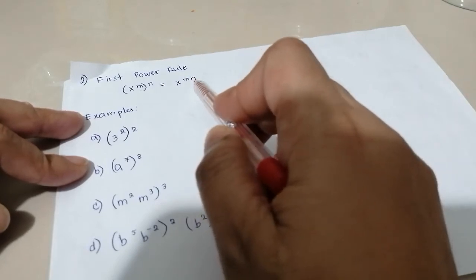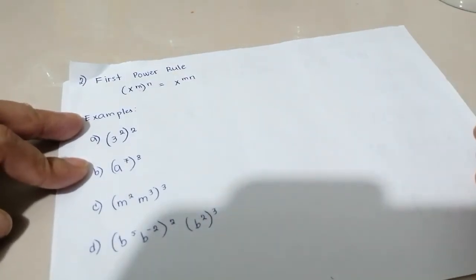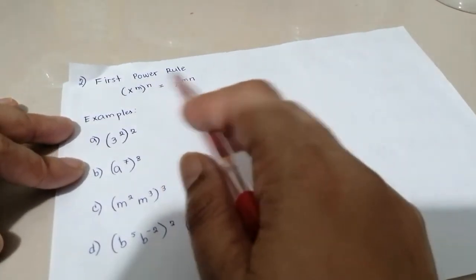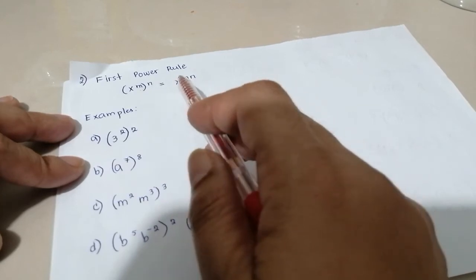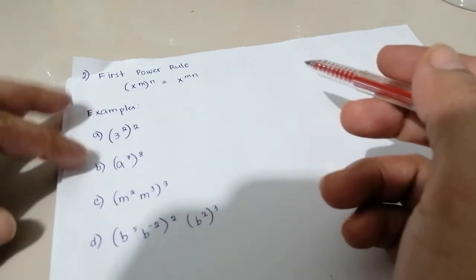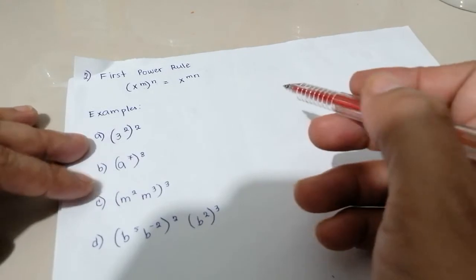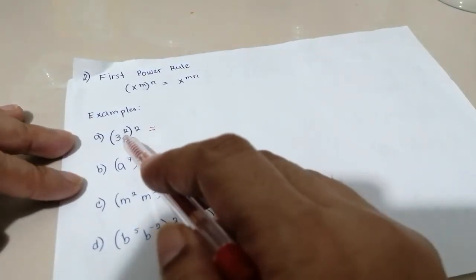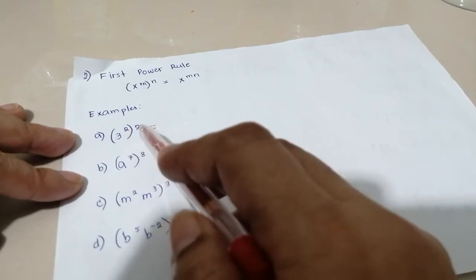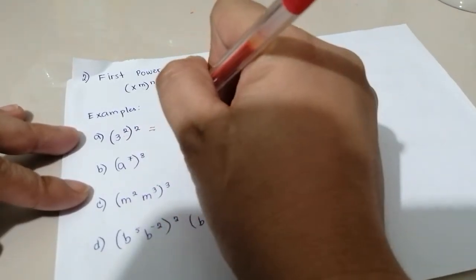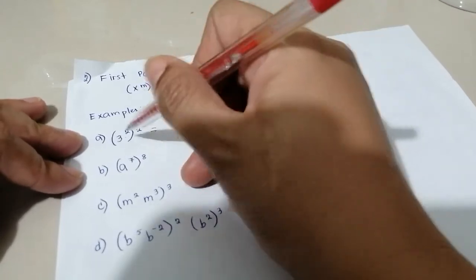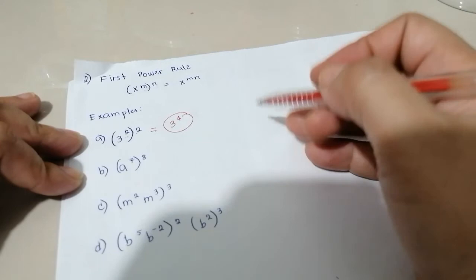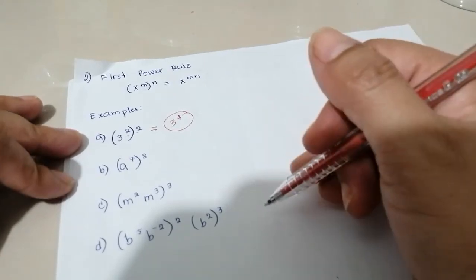So mn here means you are multiplying it. Okay? So that's how we do the first power rule or the double exponent. We just have to multiply the exponent and copy the base. To further understand this, let's do this example. 3 raised to the second power squared is 3, and then we just have to multiply 2 times 2, this is 4. So the final answer is 3 raised to the fourth power.